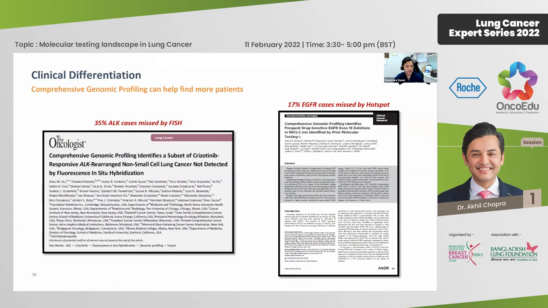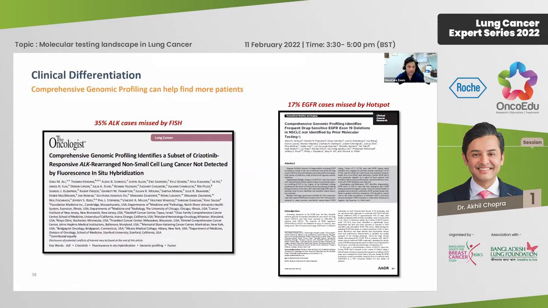Comprehensive genomic profiling, on the other hand, just uses one sample and looks for all potential alterations in cancer-causing genes. Because it's one test to look for all alterations, it uses less tissue. It also seems to be more sensitive, at least as highlighted by some of these papers that I'm going to discuss. On the left, this paper published about 6-7 years ago in The Oncologist showed that 35% of ALK-positive lung cancer was missed by FISH testing.